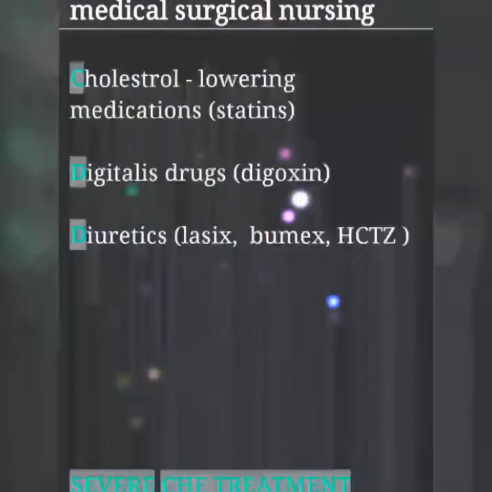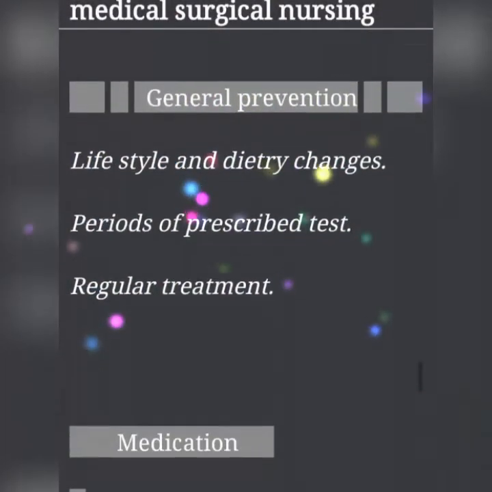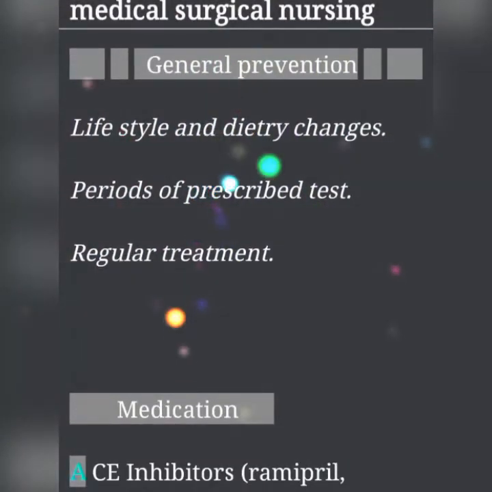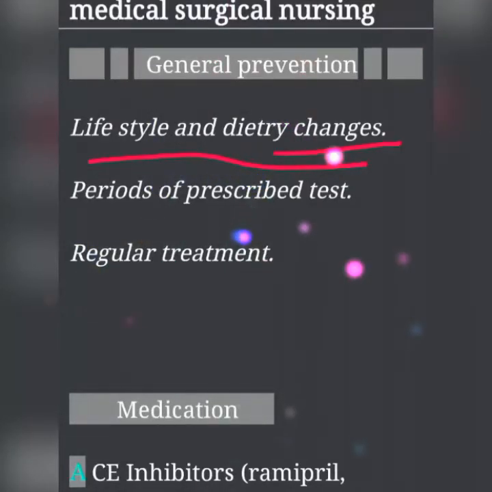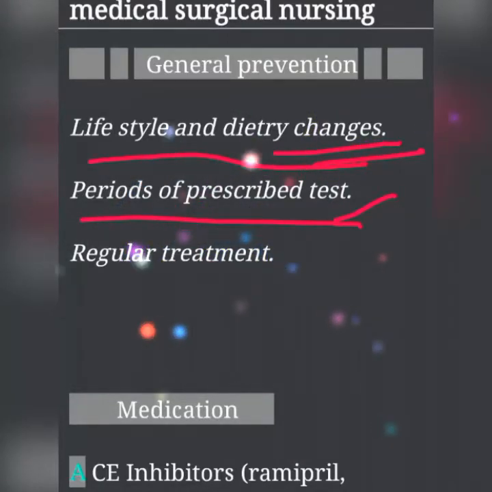So let's discuss the general prevention. In the general prevention, there are lifestyle and dietary changes to achieve and maintain an ideal weight and fitness level. It is generally recommended that people with congestive heart failure follow a heart-healthy diet that is low in saturated fat, trans fat, and sodium. Excessive salt leads to fluid retention and increases the blood pressure. Next are periodic prescribed tests. Tests should be done periodically.